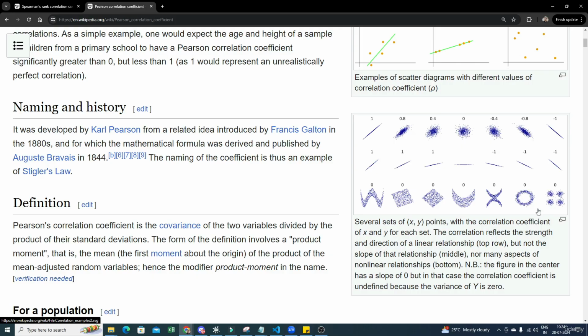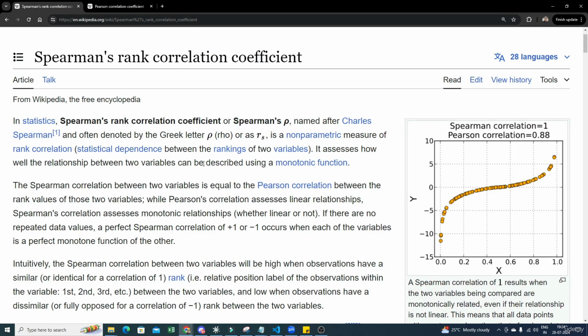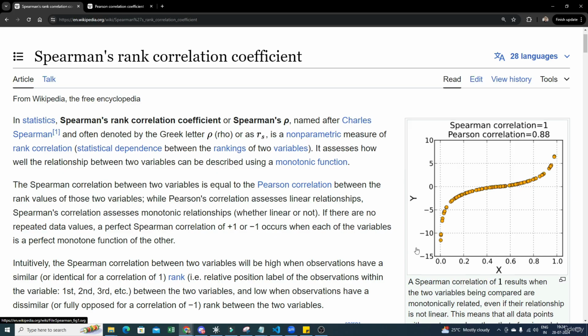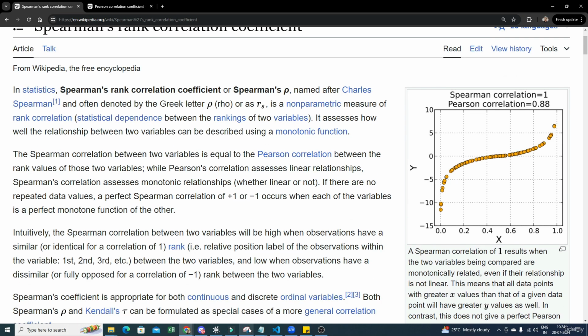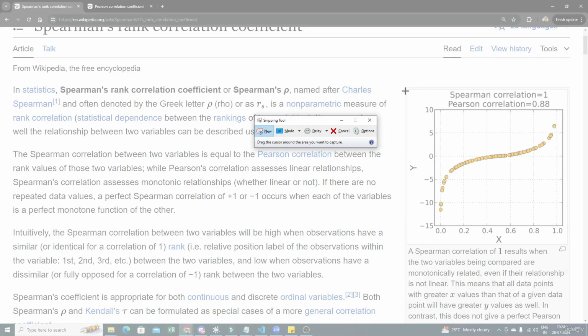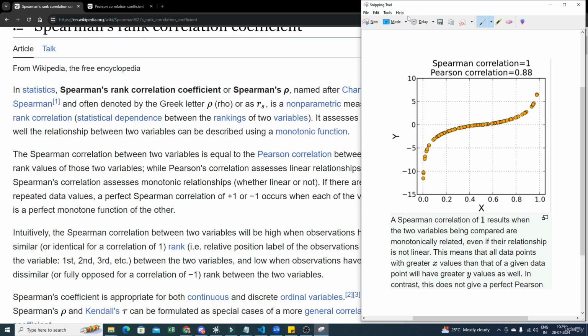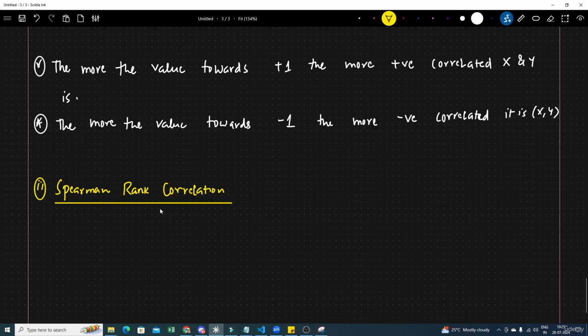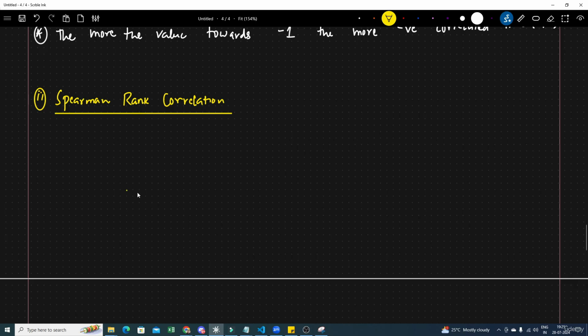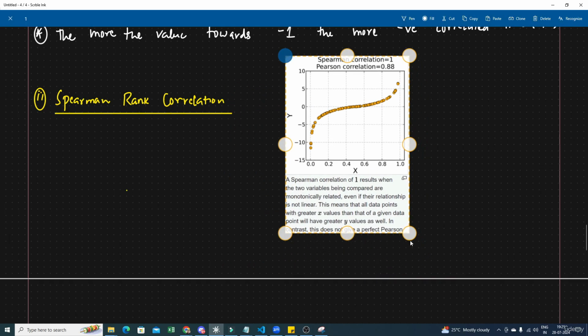Now let's understand when we use the Spearman rank correlation coefficient. Really important topic altogether. See, for these particular data points, you can see that it follows one kind of relationship. Let me do one thing. The best way will be to take a screenshot of this. I'll copy it and paste it over here so that you can also refer to it. This will be really helpful for you all to understand.